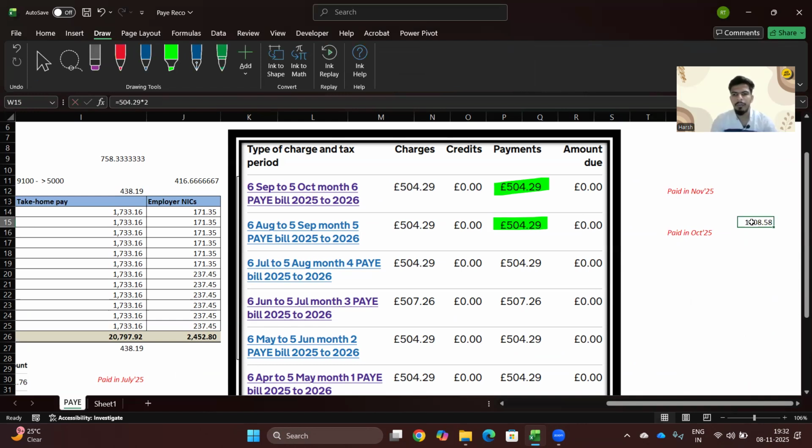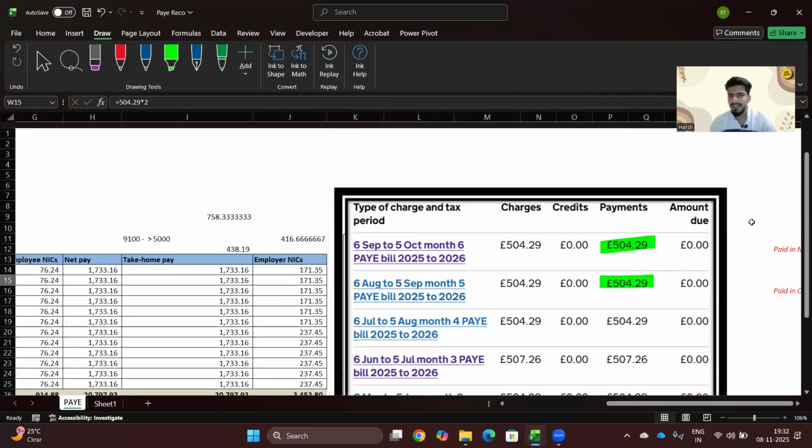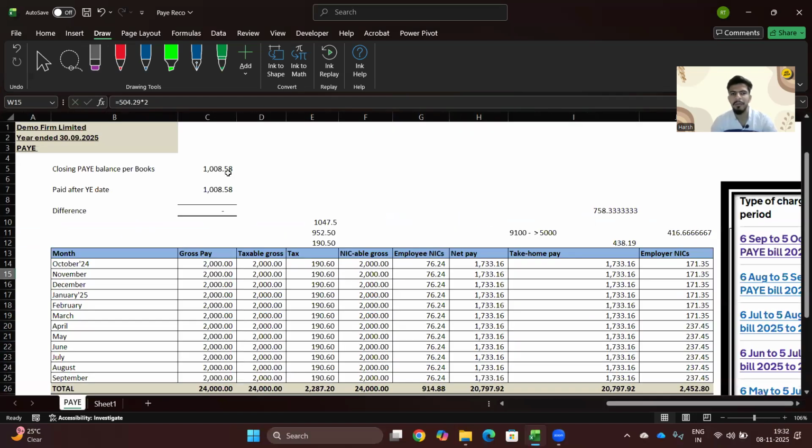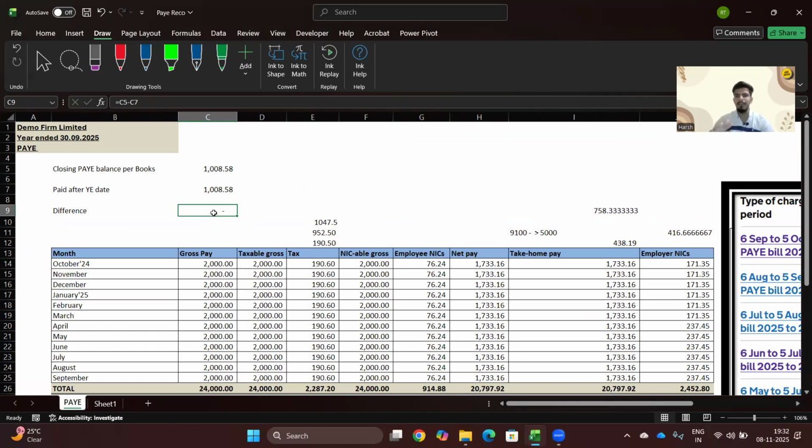So 1008.5. When we are preparing it, we see that during October and November we have made a payment, right? But till our year end, it stands as our liability. So 1008.5 was our closing as per books. And after the year end date, we have paid the same amount of money. So we do not have any difference. We are going to pay this after the year end, so we would need to have a liability recorded here.